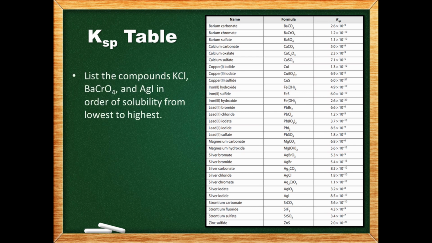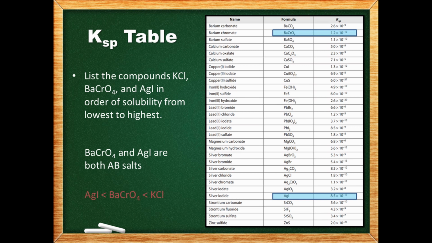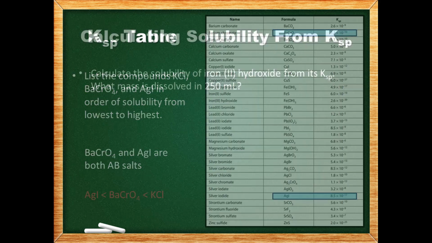For example, let's list the compounds potassium chloride, barium chromate, and silver iodide in order of solubility from lowest to highest. Potassium chloride is soluble since it contains an alkali metal, while the other two compounds have low solubility. Barium chromate and silver iodide are both AB salts, so we can use their KSP values to compare their solubilities. Silver iodide has a lower KSP than barium chromate. Therefore, from lowest to highest solubility, we have silver iodide, barium chromate, and potassium chloride.